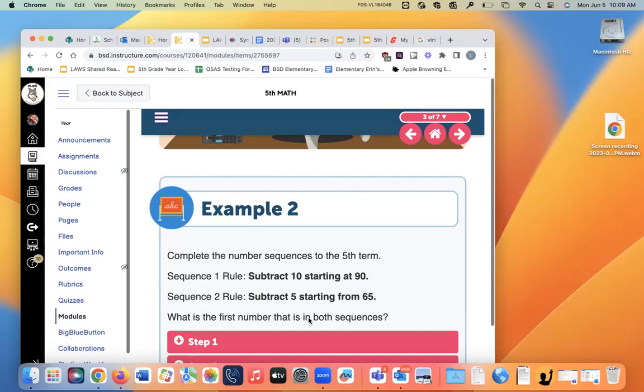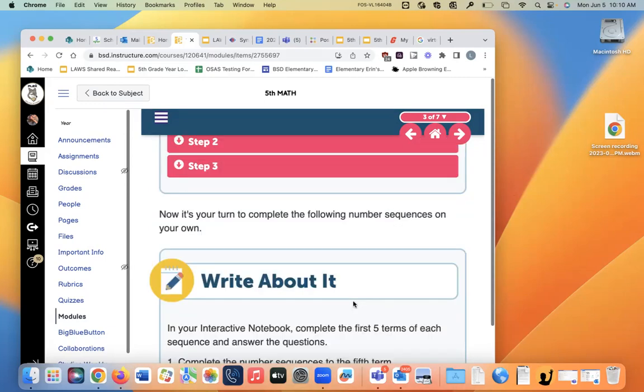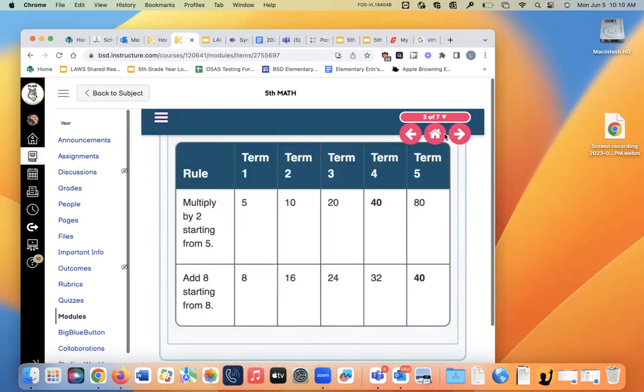And then they're going to say, what's the first number in both sequences? So you're going to have to look at those two. 90, 80, 70. What about 60? Oh yeah, 60. So be careful because 60 is the first term and 50 is the second term. All right. Okay. Interesting. Okay. That is what they're doing there.